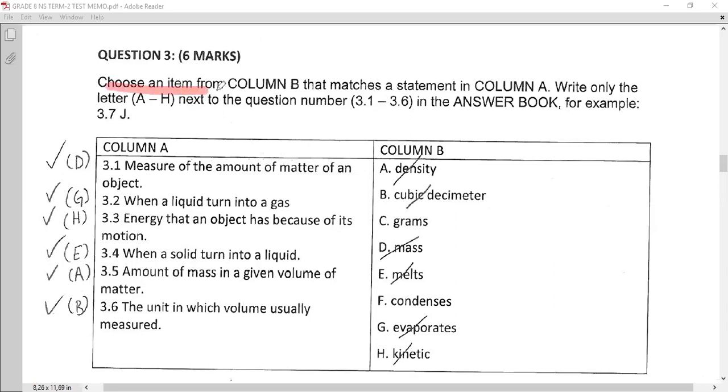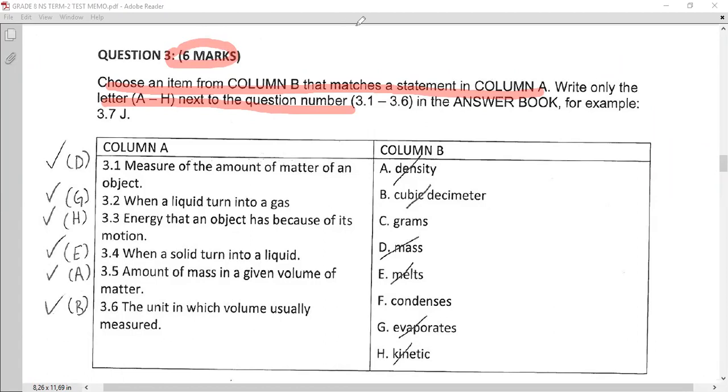Choose an item from column B that matches a statement from column A. Write only the letter A to H next to the question number 3.1 to 3.6 in the answer book. As you can see, it is 6 questions, 6 marks, which means each question is worth 1 mark. So this is what we call matching questions.